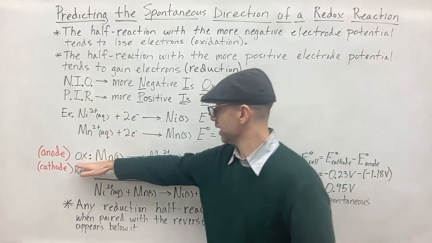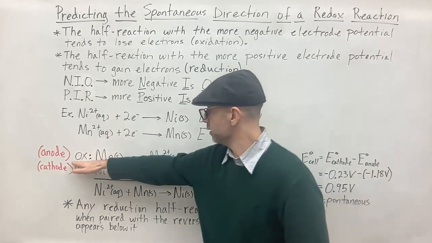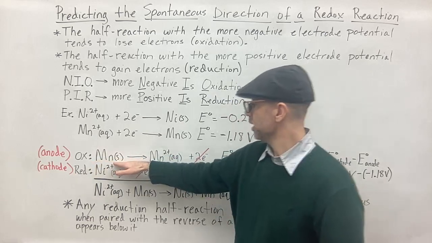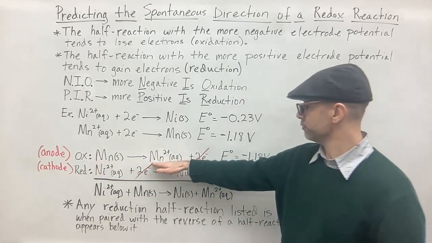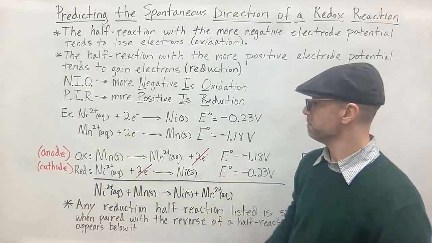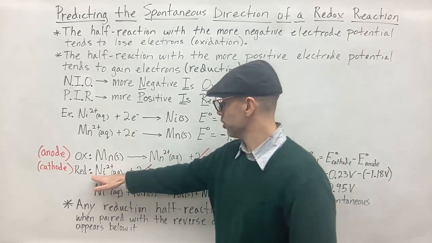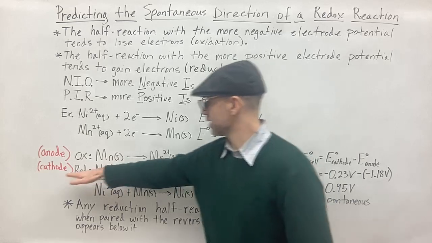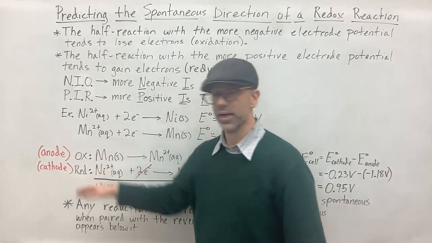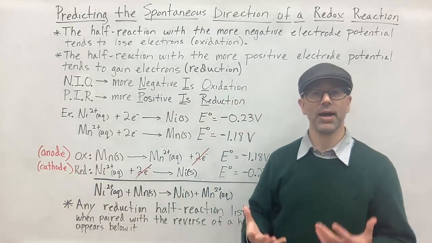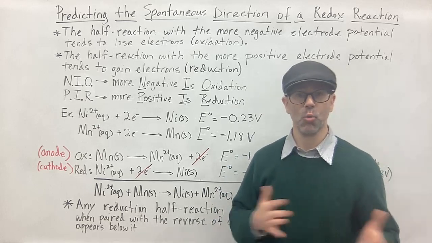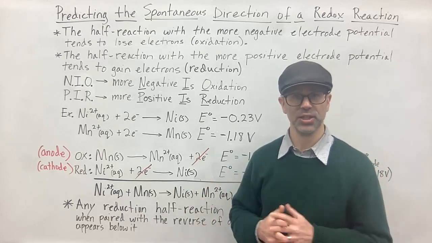Oxidation is going to happen at this electrode. So we have manganese solid, and that's going to lose 2 electrons to form manganese 2 plus aqueous, plus 2 electrons. And then the other electrode has the reduction going on. Remember, the cathode is where reduction happens. Another mnemonic device that you may want to use to help you remember what happens at each electrode.